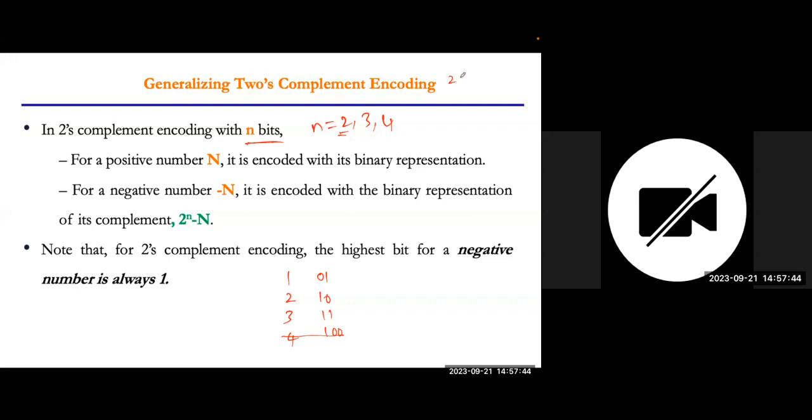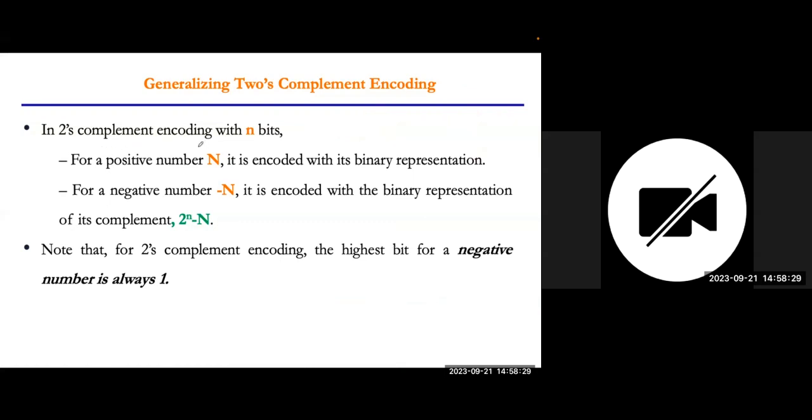So how much is the maximum? 2 to the power of 2 is equal to 4, so it starts from 0 to 3. If n is equal to 3, 2 to the power of 3 is equal to 8, so you can represent up to 8 numbers. You can use 3 bits to represent any number: 001 for 1, 010 for 2, 011 for 3, 100 for 4, 101 for 5, and 110 for 6, and so on. If n is equal to 4, every number is represented with 4 bits, like 0001, 0010, 0011, like that.